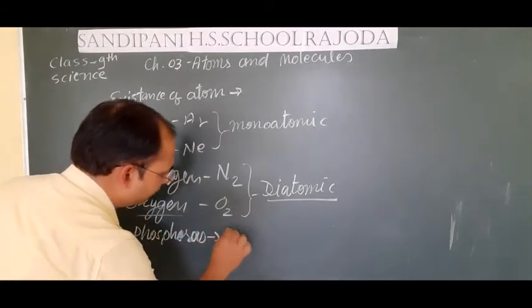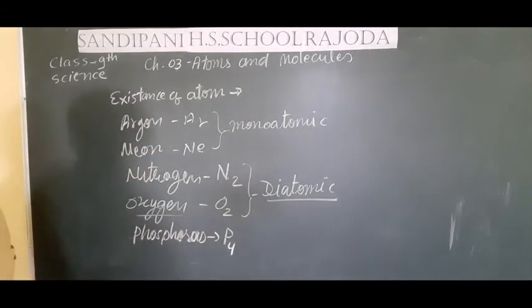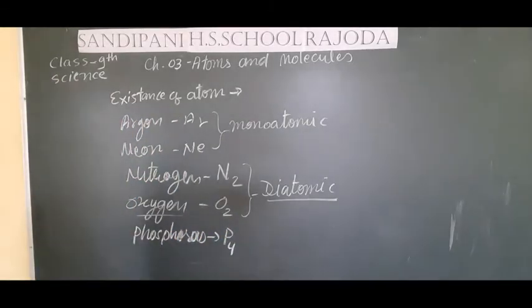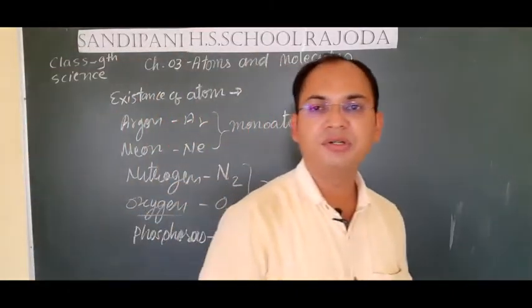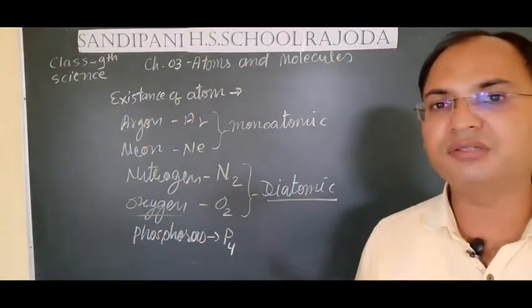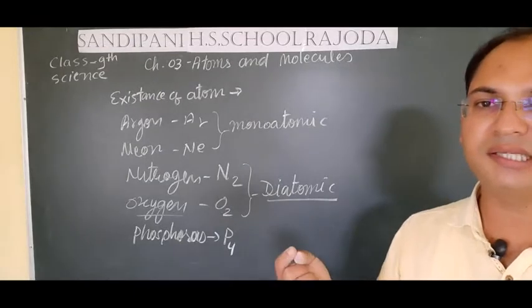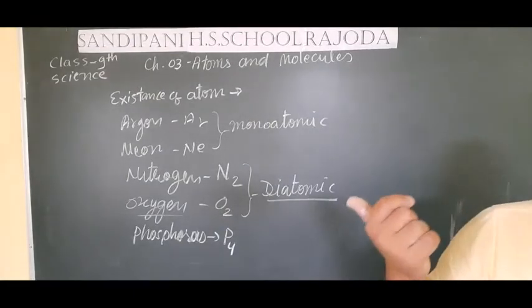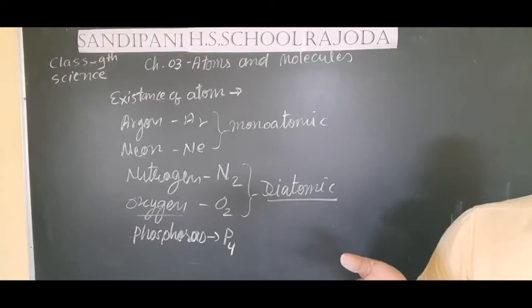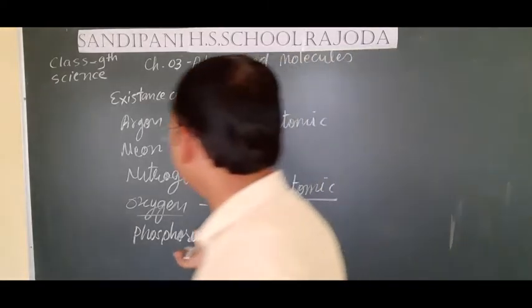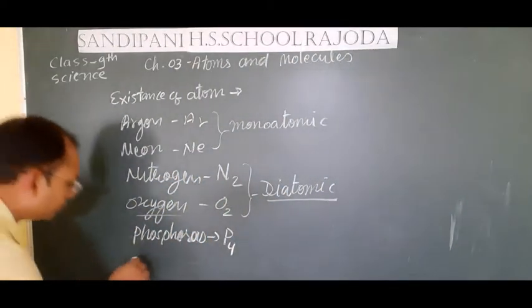Phosphorus is found in the form of P4. Its molecule is tetraatomic, because in one molecule of phosphorus there are 4 atoms. Next, if we talk about sulfur, then the molecule of sulfur is polyatomic.